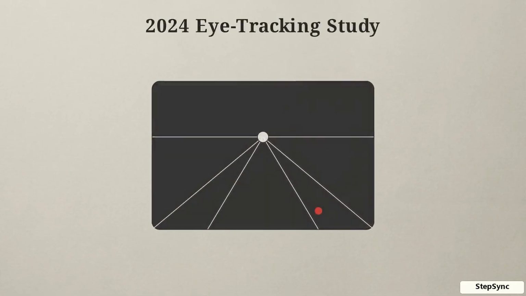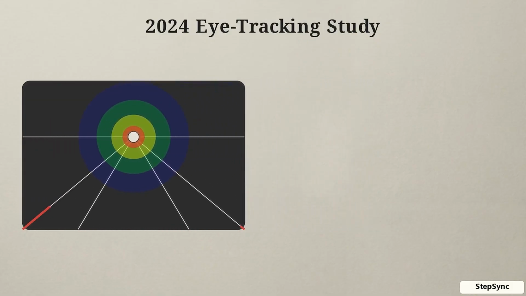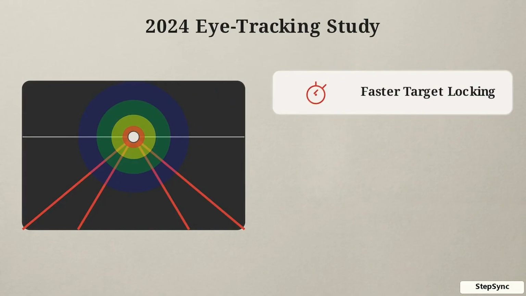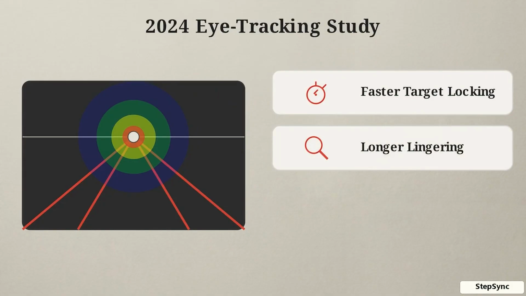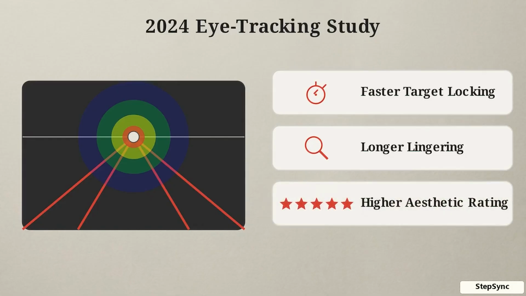We know this works because it has been measured. In a 2024 eye tracking study, researchers generated heat maps like this one to record exactly where viewers looked. When lines physically converged toward a subject, viewers locked onto the target faster, lingered longer, and rated the image higher.